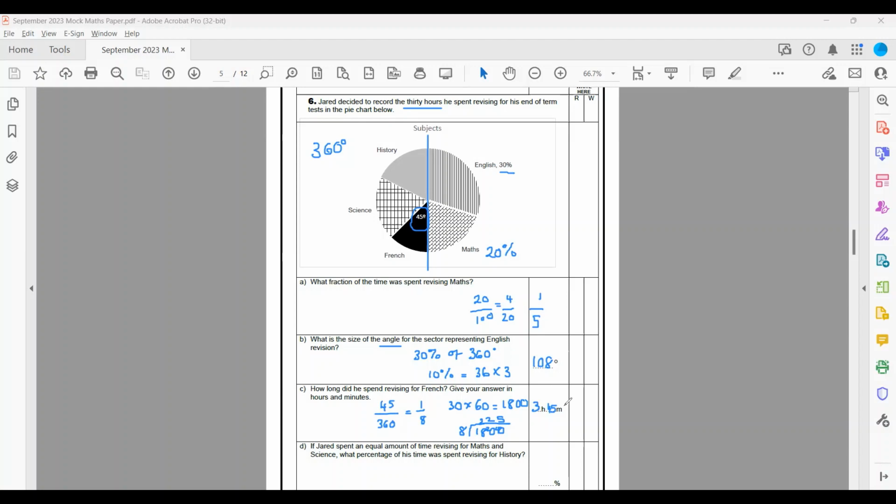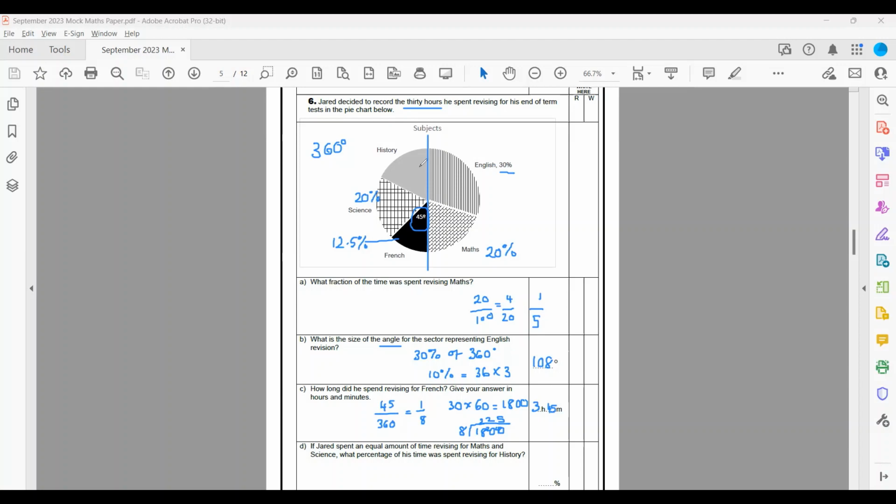Now, if Jared spent an equal amount of time revising for maths and science, what percentage of his time was spent revising for history? Well, maths we know was 20%. Science, if he spent the same amount of time revising for science, he would have spent 20% of his time on science here. For the French, because we know it's 1/8, 1/8 is equal to 12.5%. So we know that there.